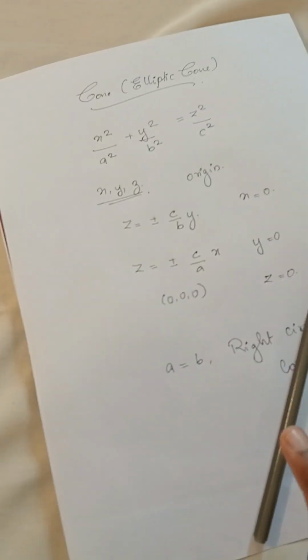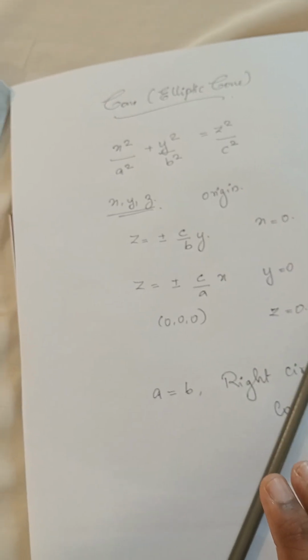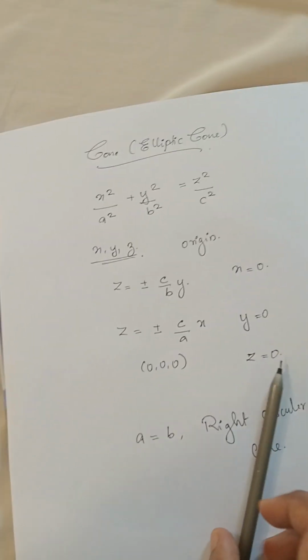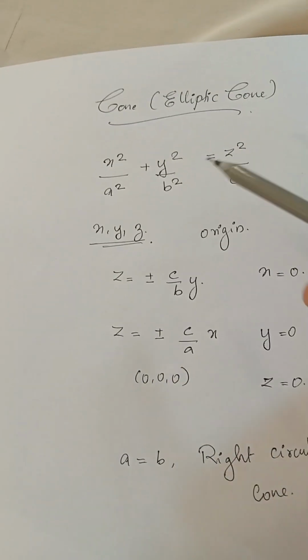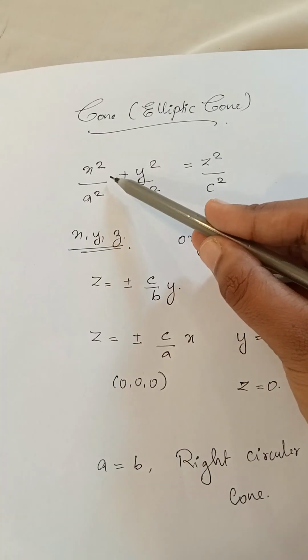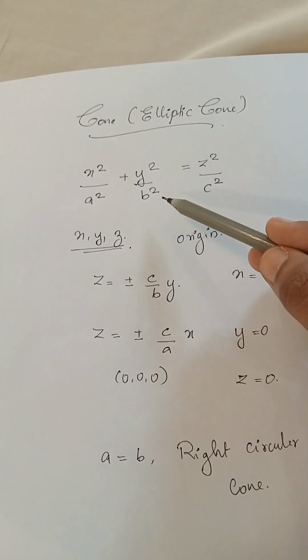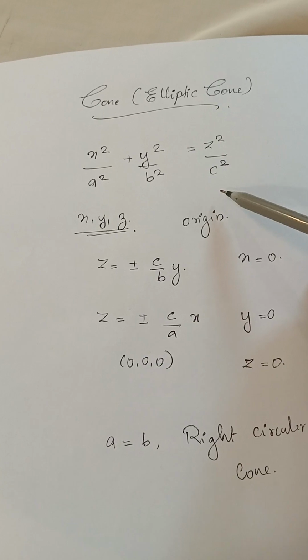I hope with this you are able to understand the cut section of the elliptic cone and the equation of the elliptic cone. Let us have a recap from the beginning. The equation is x square by a square plus y square by b square is equal to z square by c square.